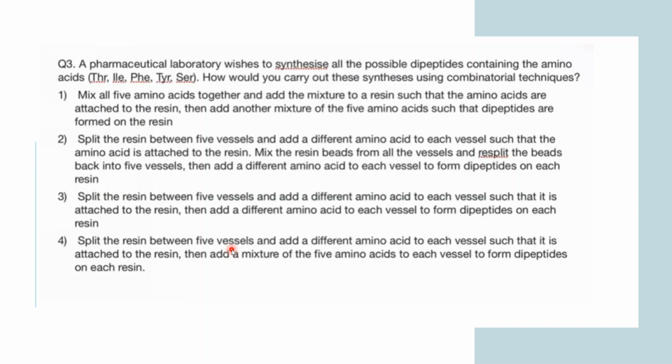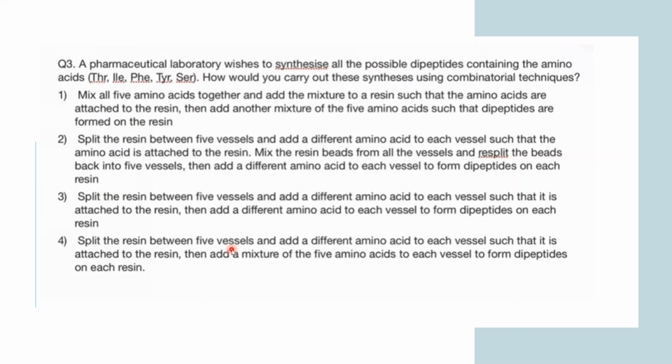Third one is to split the resin between five vessels and add a different amino acid to each vessel such that it is attached to the resin, and then add a different amino acid to each vessel to form a dipeptide on each resin. Fourth one is to split the resin between five vessels and add a different amino acid to each vessel such that it is attached to the resin, and then add a mixture of five amino acids to each of the vessels to form dipeptides. So these are the four techniques for how you can synthesize the possible dipeptides containing these amino acids.